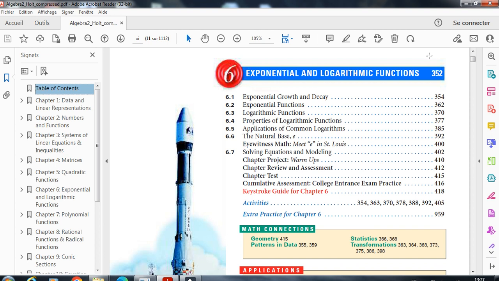Chapter number 6: exponential and logarithmic functions. Exponential growth and decay, exponential functions, logarithmic functions, properties of logarithmic functions, applications of common logarithms, the natural base, and solving equations and modeling.